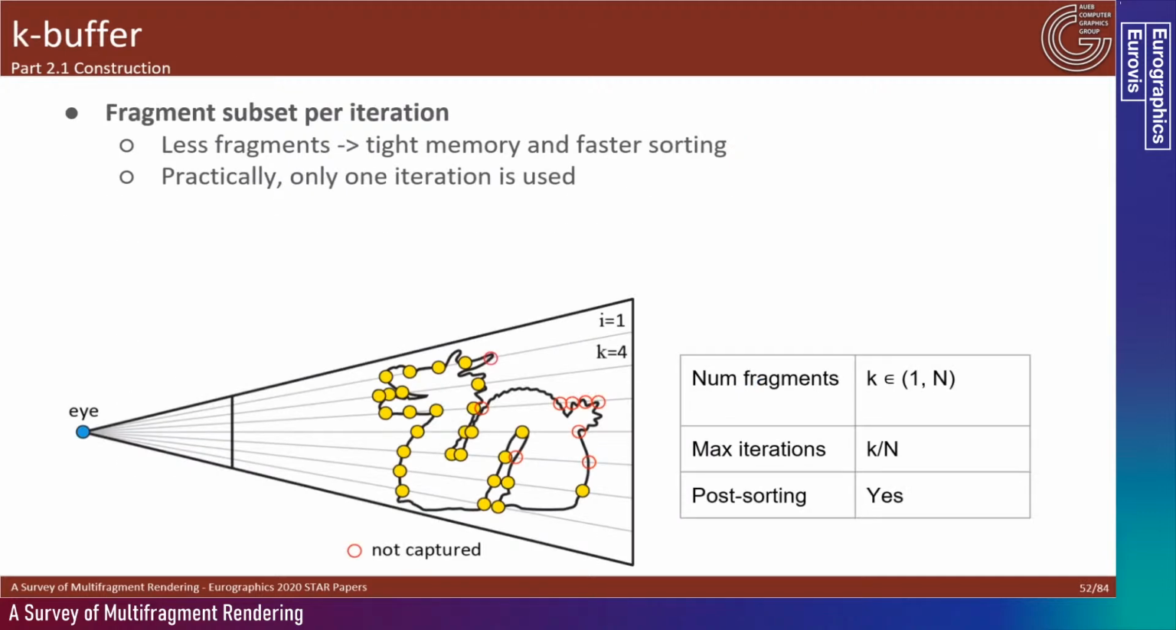The last approach we will discuss is the K-buffer. This data structure is able to reduce the computational cost and memory consumption by capturing the K-best fragments in each iteration, and usually these are the ones that are closest to the camera. In practical scenarios, however, only a specific portion of the fragment pool is enough for plausible results. So, for example, in the case of transparency, one iteration is usually enough for producing the correct output.